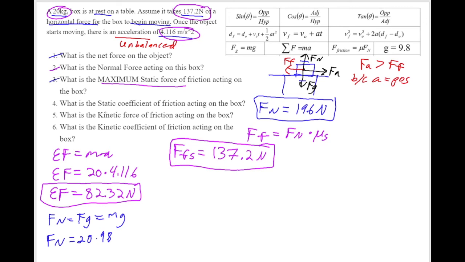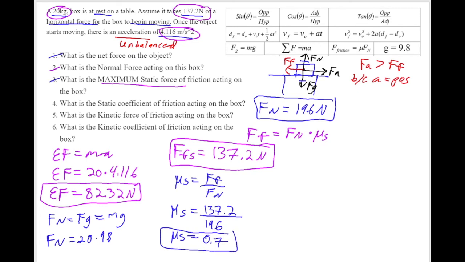Number four, what is the static coefficient? Well, that's easy. We just plug it into this equation and solve for the static coefficient. So we know that the static coefficient is just equal to force friction divided by force normal. Go ahead and plug my numbers in really quick. I get the static coefficient is equal to 137.2 divided by 196. That gives me a static coefficient of 0.7. Again, no units here, just 0.7.